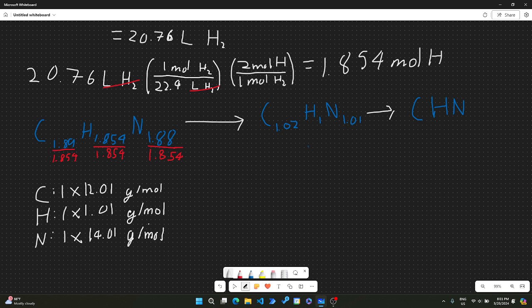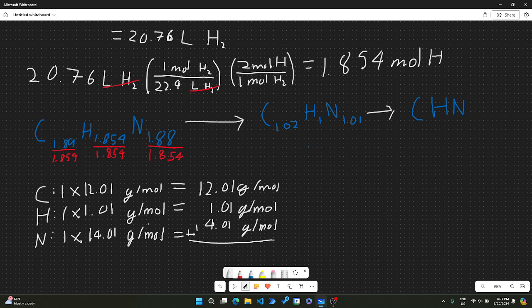Now, multiplying these, believe it or not, multiplying by 1, we're just going to get these same weights again. So it's just 12.01, 1.01, and 14.01 grams per mole. Grams per mole, and grams per mole. Never forget your units because that is an easy way to lose points. So adding these up, sorry, I'm adding this in my head. So 27.03 grams per mole.